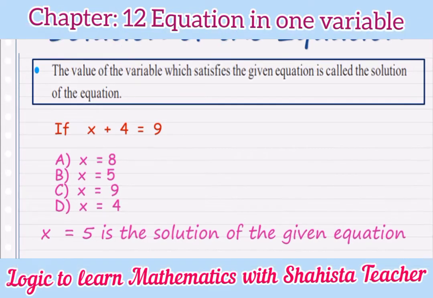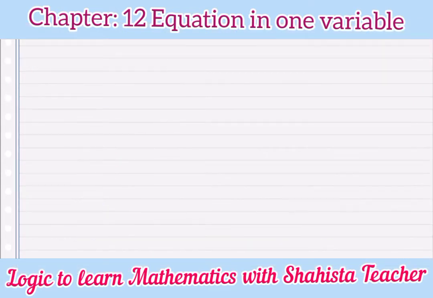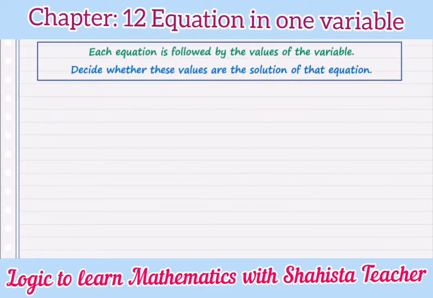Now this technique you have to use when you are solving practice set 12.1. Now let's solve practice set 12.1. Here each equation is followed by the values of the variable. Decide whether these values are the solution of the equation. First question says that x minus 4 is equal to 3, where x is equal to minus 1, 7 and minus 7.